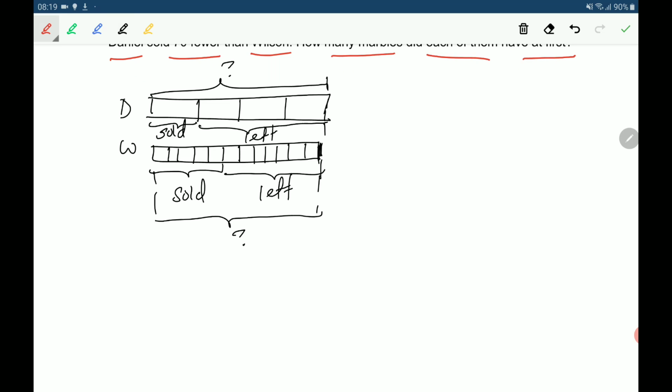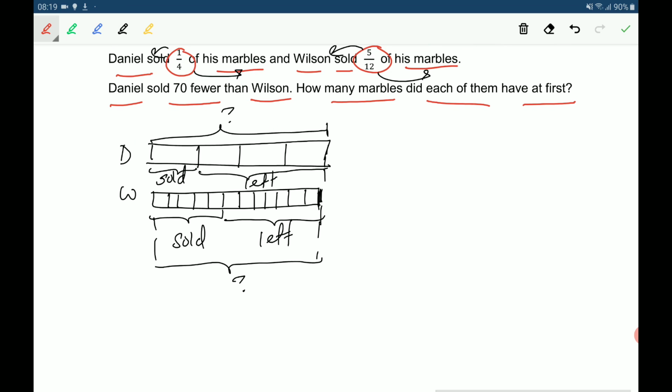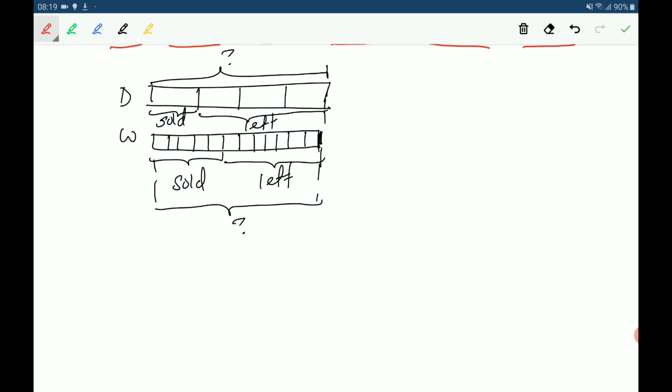Then we look at the model and ask, can we make the model have an equal number of boxes? Why? Because they both started with the same number of marbles. So I can make both rectangles have an equal number of boxes. How do I do that? Well, there are 12 boxes for Wilson, and there are 4 boxes for Daniel. So I will just put 3 units, 3 units, 3 units, and so on. And then of course Wilson will be 1 unit each, right? So every box for Wilson is 1 unit.